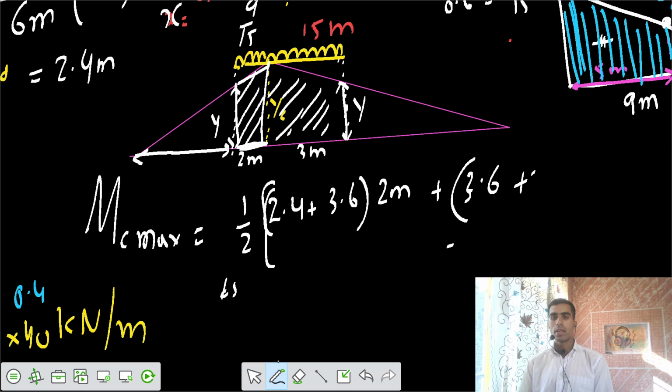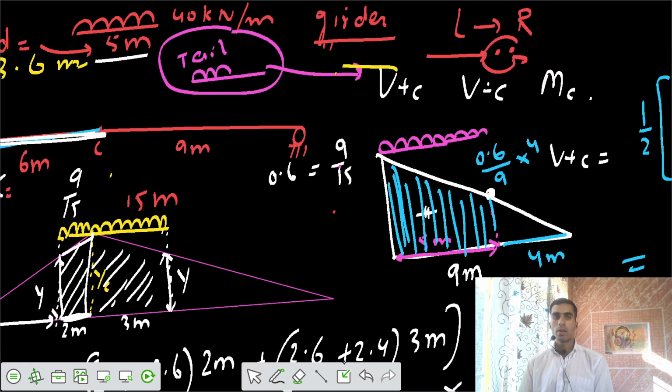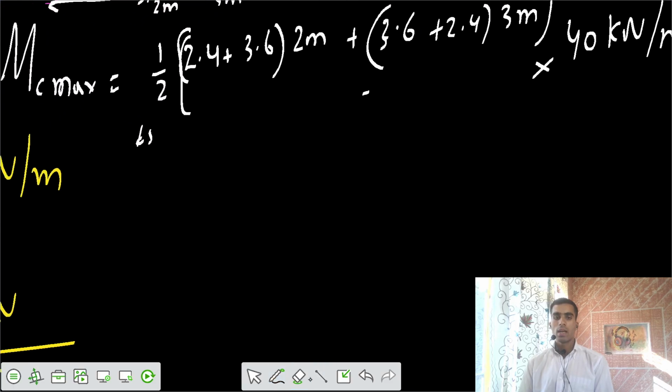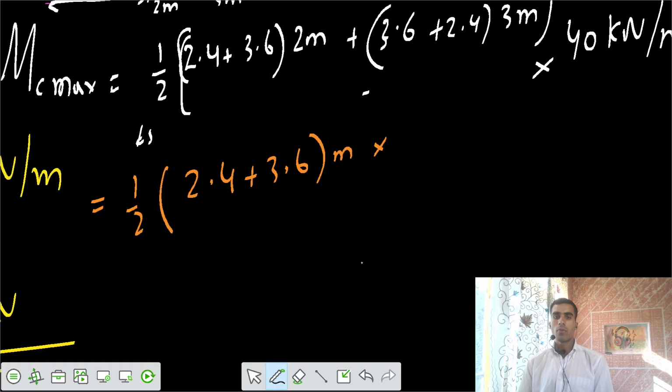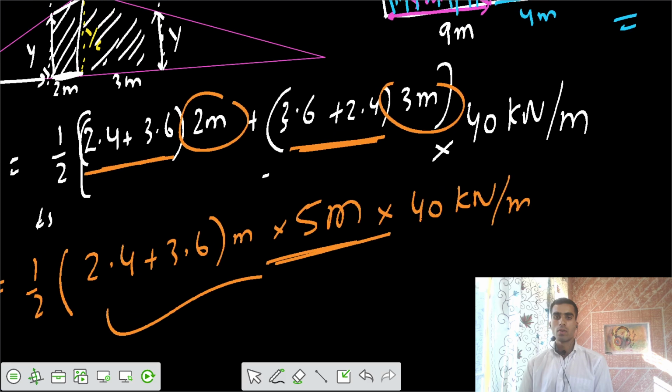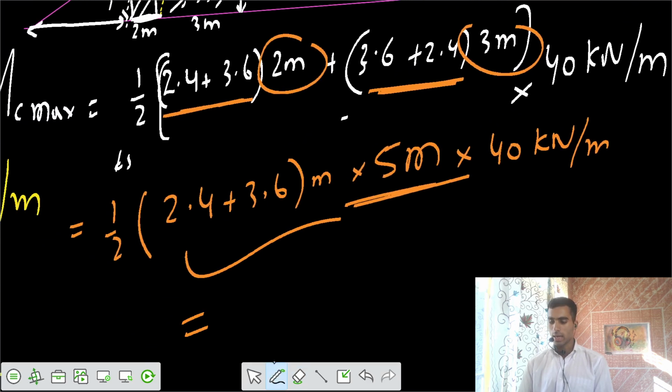Then we have the next trapezium, with ordinate of 3.6 and the next ordinate 2.4, for the length of 3 meter, and we have a loading of 40 kilonewton per meter intensity. Now, since the ordinates y1 and y2 are the same, we can finally write it this way: 1 by 2 times 2.4 plus 3.6 ordinate of meter, for the total length of 5 meters, into 40 kilonewton per meter. Because this part is the same, we can write 2 plus 3 equals 5. So we can directly write that also, and that comes out to be finally 600 kilonewton meter.